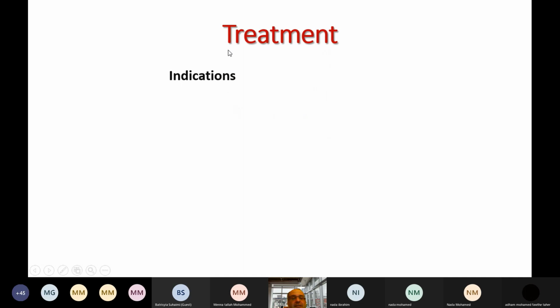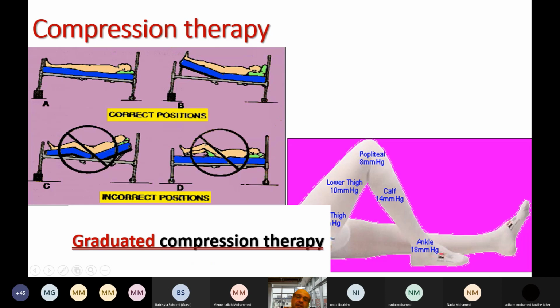How can I treat a patient with chronic venous insufficiency? Chronic venous insufficiency means primary varicose veins or secondary varicose veins. The first thing you have to know is that if you want to treat varicose veins, you have to treat the pathology. What is the pathology? The pathology is an increase in the venous pressure. So if I have an increase in the venous pressure, I have to treat this. How? Number one, by compression therapy.